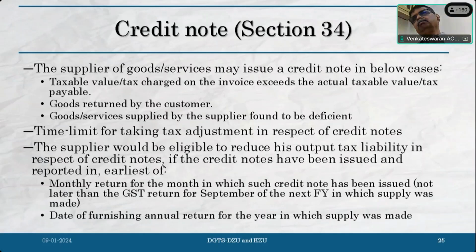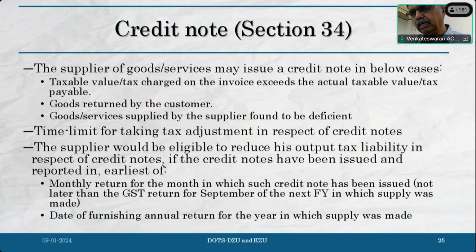So credit notes can be issued only on certain occasions. You cannot go on whims and fancies. You cannot go on issuing credit notes. There should be a valid reason. Please expect the department will ask more questions on why you are issuing a credit note, whether the credit note is on account of sales return, reduction, or a discount passed on.